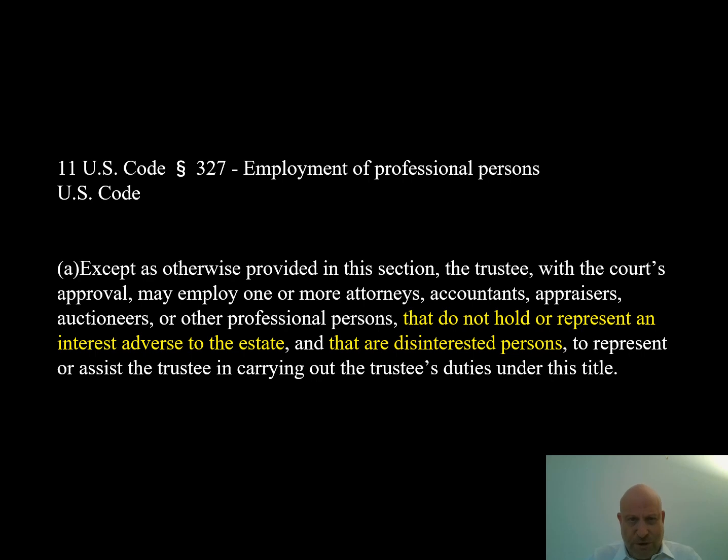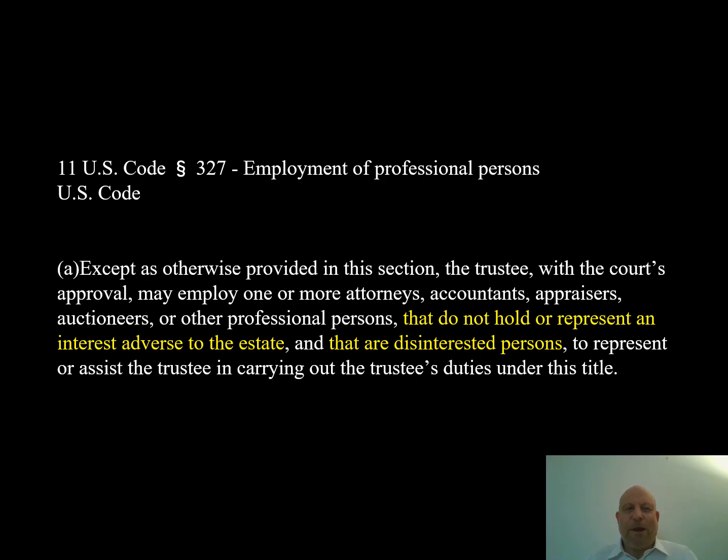So 327(a), except as otherwise provided in the section, blah, blah, blah. The court may employ one or more attorneys that do not hold or represent an adverse interest to the estate and that are disinterested persons. So is that definition somehow different from holding an adverse interest? I'm not going to go into that on this video, but there's been case law disagreement on that point. But the fact is, you have to be disinterested, whatever that means.